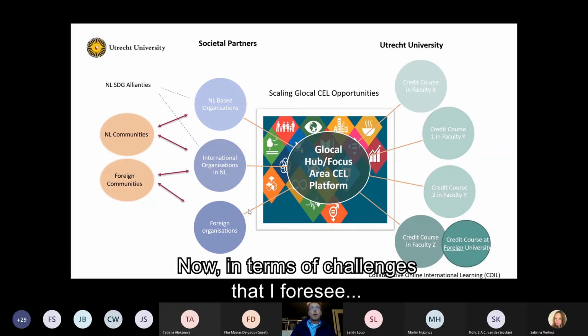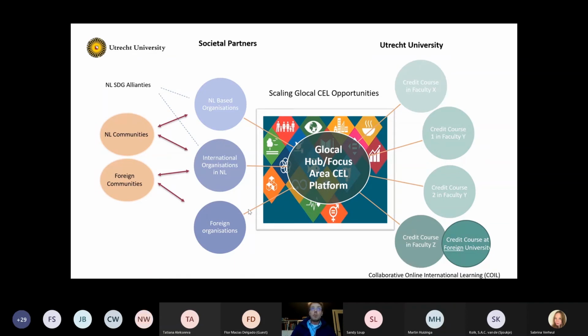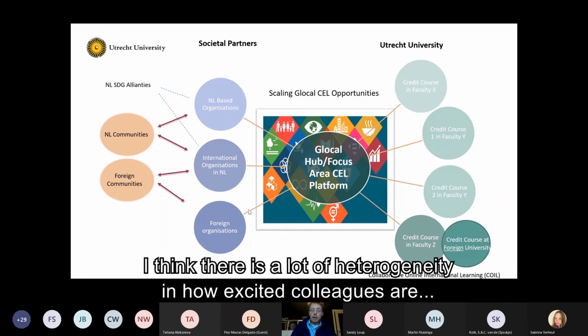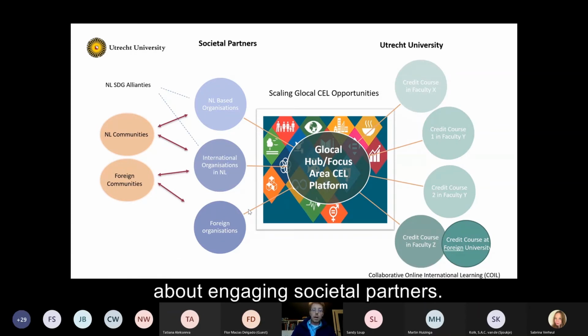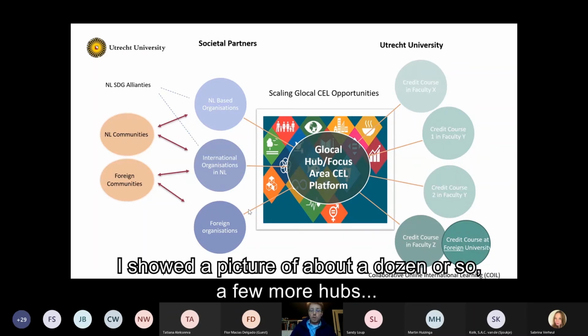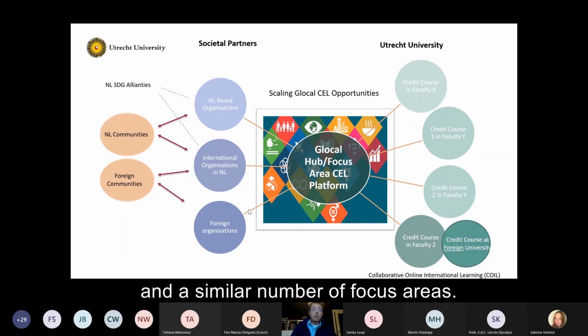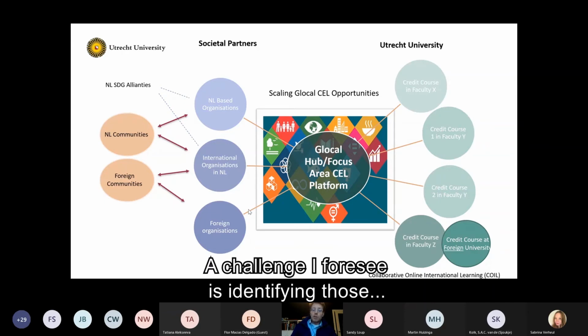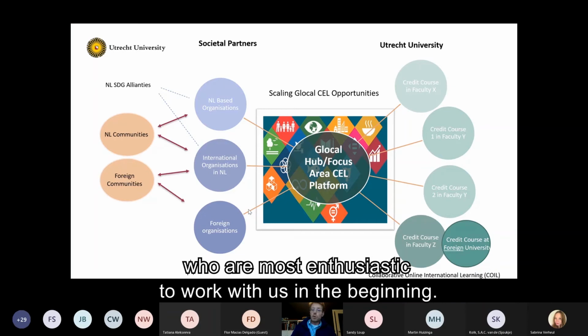Now, in terms of challenges that I foresee, it relates actually to the comment that I just made. I think there's a lot of heterogeneity in how excited colleagues are about engaging societal partners, and so I think there we have to be a bit opportunistic. Now, I showed a picture of about a dozen or so hubs, and a similar number of focus areas. A challenge that I foresee is identifying those who are most enthusiastic to work with us in the beginning.